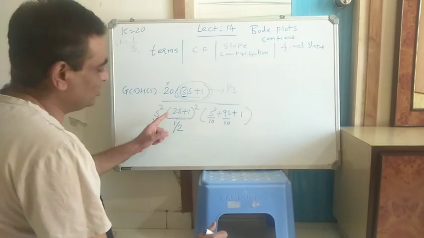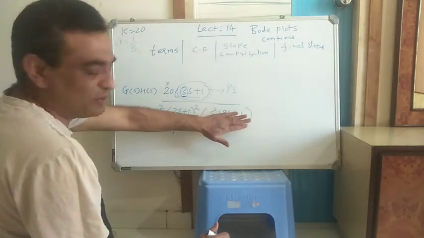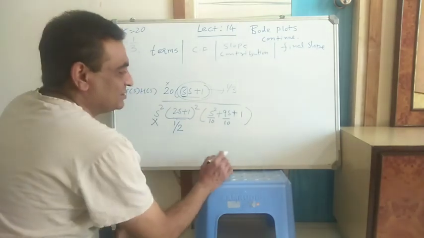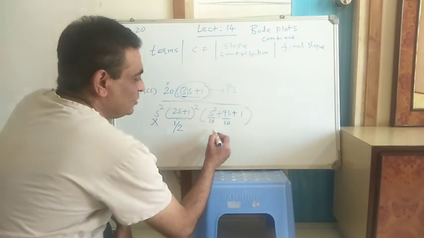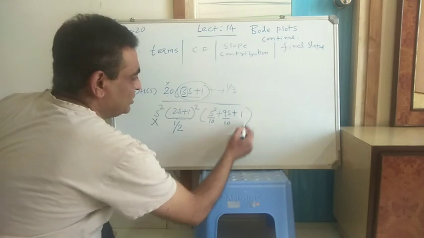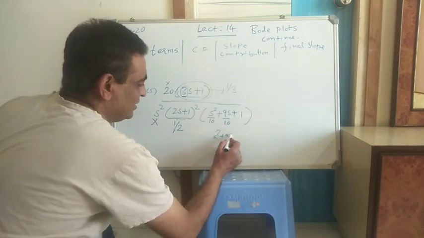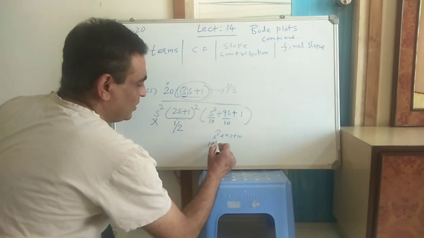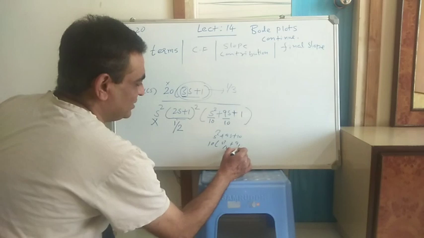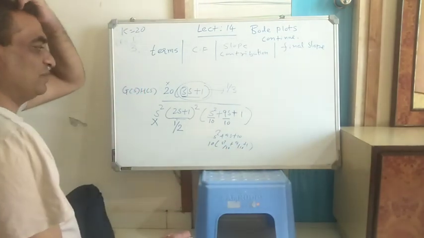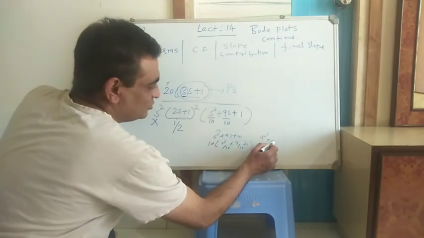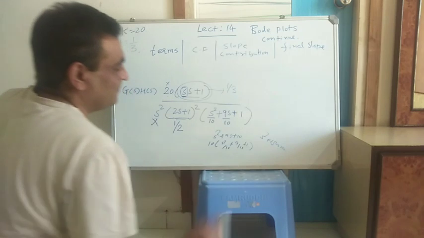So if there is a real pole, the corner frequency is 1 by tau. If there is a complex conjugate pole, then it is a second order term, and here the corner frequency is omega n. What is omega n? You have taken 10 common. This term was s square plus 9s plus 10. Taking 10 common, it is s square by 10 plus 9s by 10 plus 1. Because you need to compare with s square plus 2 xi omega n s plus omega n square.